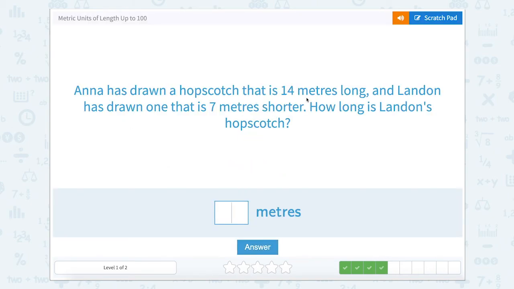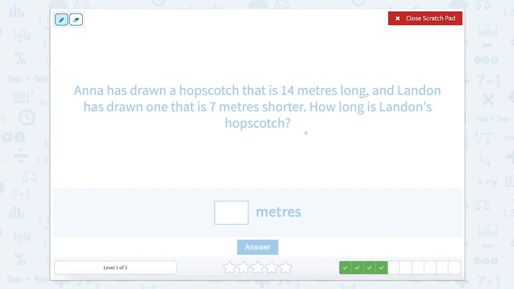Anna has drawn a hopscotch that is 14 meters long, and Landon has drawn one that is 7 meters shorter. How long is Landon's hopscotch? So let's draw this out real quick. We know that this is Anna's. Anna has 14.